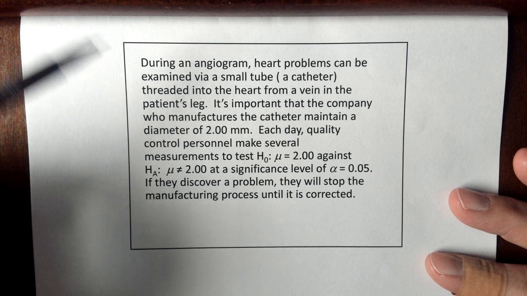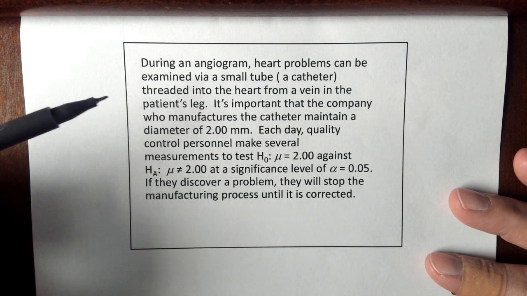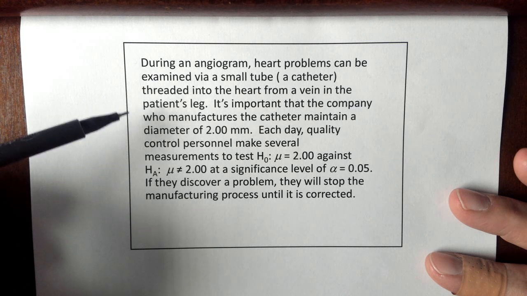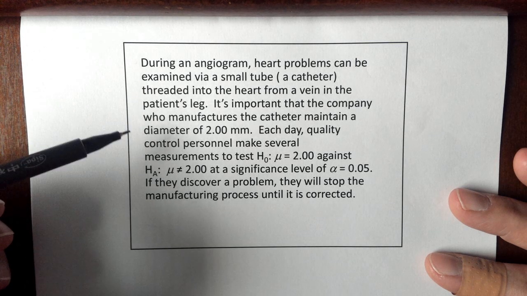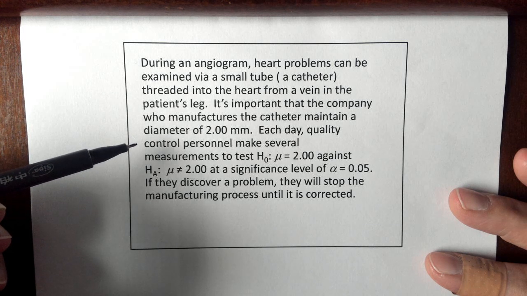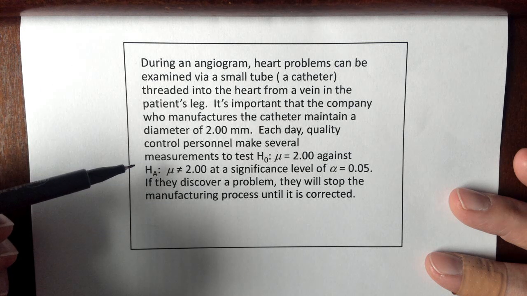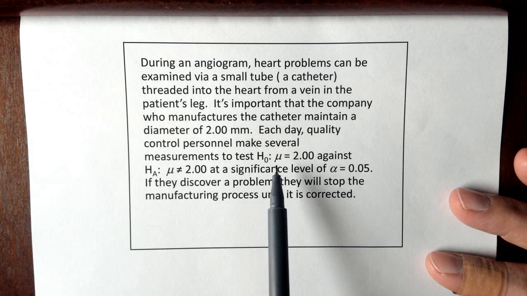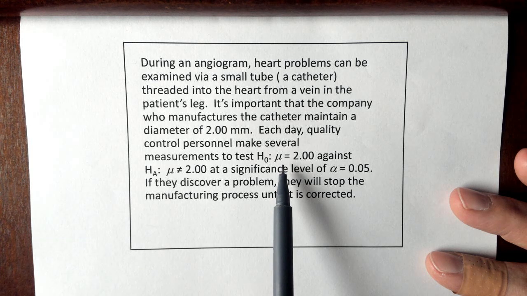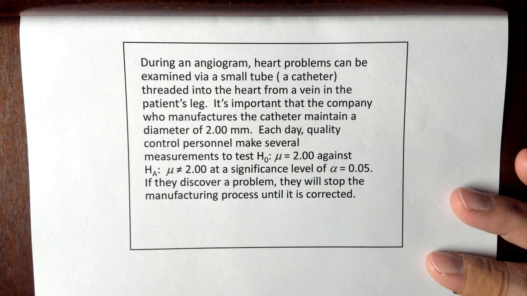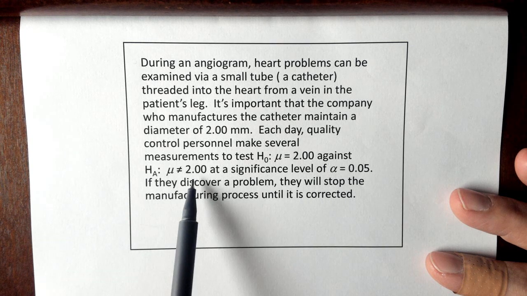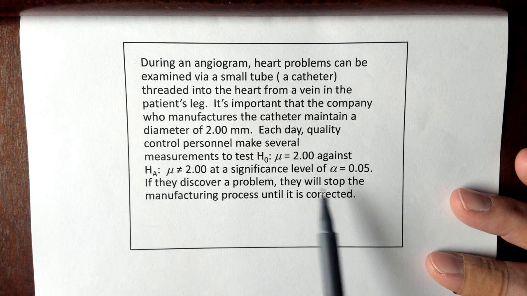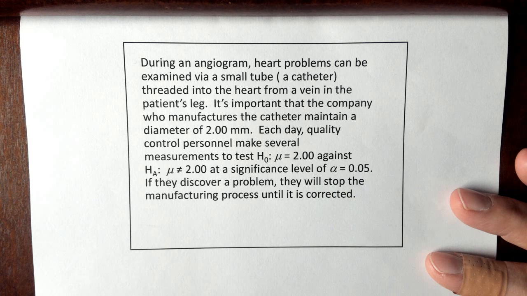During an angiogram, heart problems can be examined via a small tube called a catheter, threaded into the heart from a vein in the patient's leg. It's important that the company who manufactures the catheter maintain a diameter of 2 millimeters. Each day, quality control personnel make several measurements to test the null that the mean diameter of a catheter is 2 millimeters against an alternative that it's not 2 millimeters at a significance level of alpha equals 5%. If they discover a problem, they will stop the manufacturing process until it is corrected.